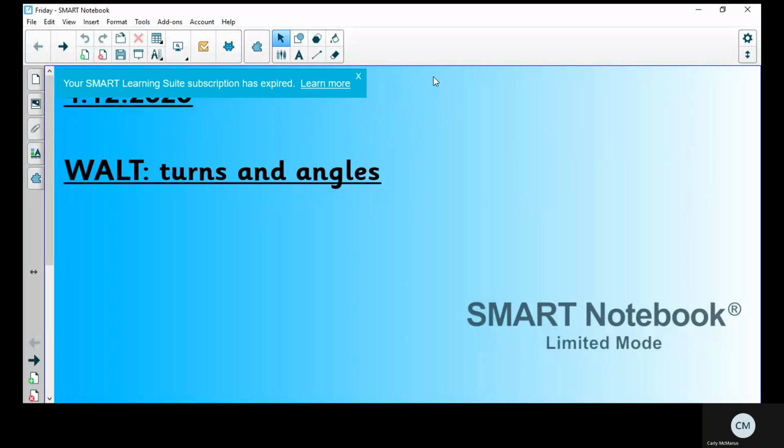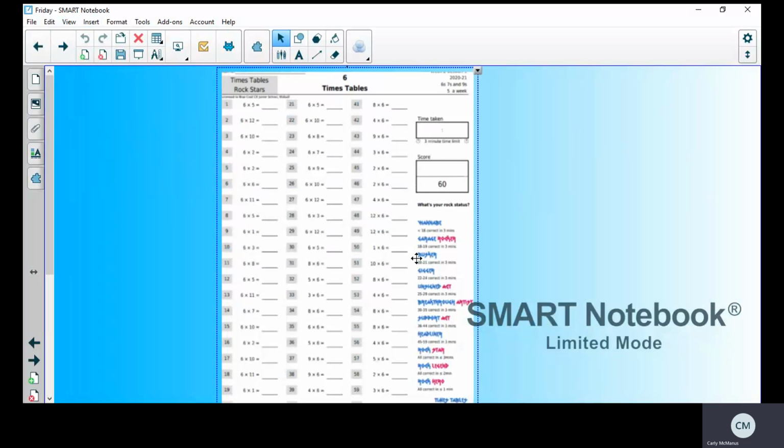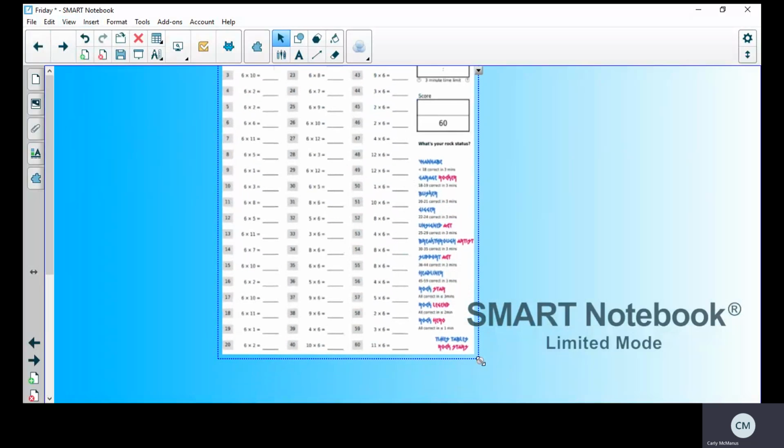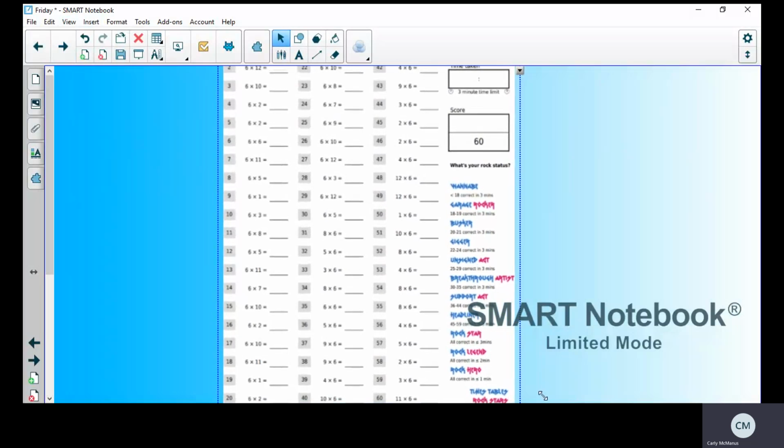We've finished with data handling and we're moving on to angles, to do a bit of work on that for the next couple of lessons. So I'll share my screen with you and we can get started. Our work today is to understand turns and angles.